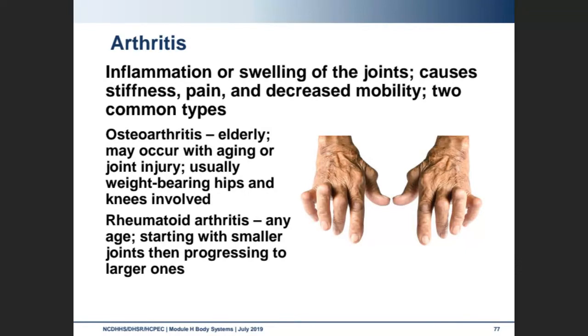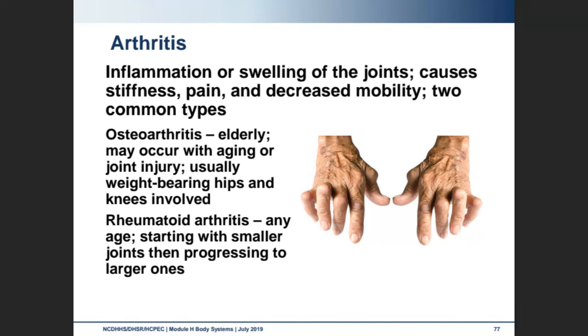Osteoarthritis is a degenerative, so over time, joint disease. It affects the elderly and may occur with aging or with joint injury. It usually occurs in the weight-bearing joints like the hips and the knees, but it can occur in the fingers, thumbs, and spine. Usually they're going to have pain and stiffness, and it does tend to increase, you may have heard this before, in damp, cold weather.